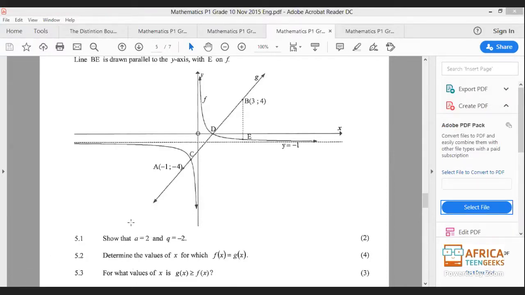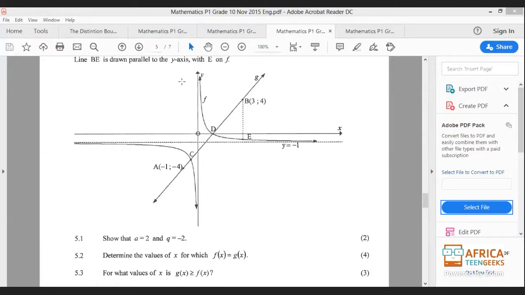Now we have shown that A is equal to 2, and we've also shown that Q is equal to -2. 5.2 says determine the values of X for which f of X is equal to g of X. So determine the values of X for which f of X is equal to g of X. Easy. Who wants to take this? Who wants to take a try, guys? This is very easy, guys. Who wants to take a try?